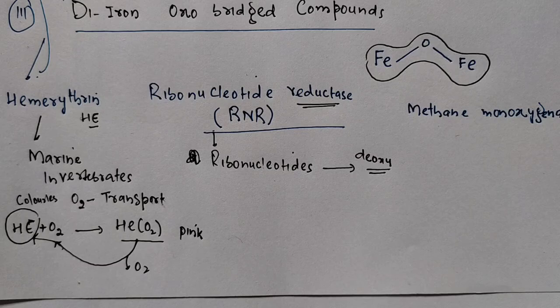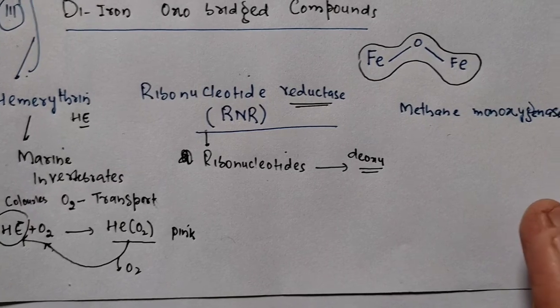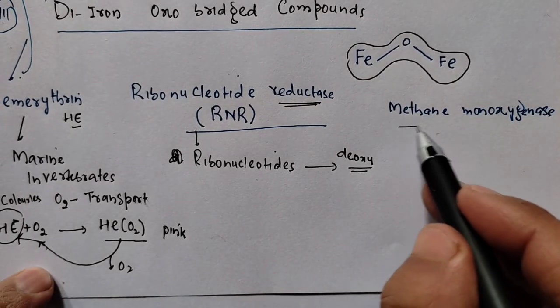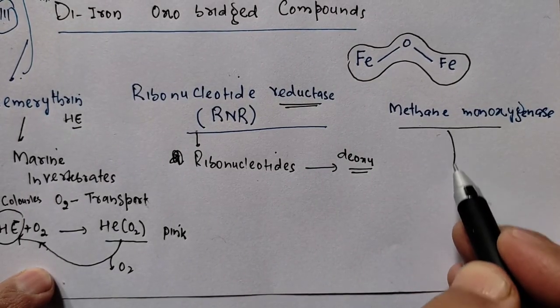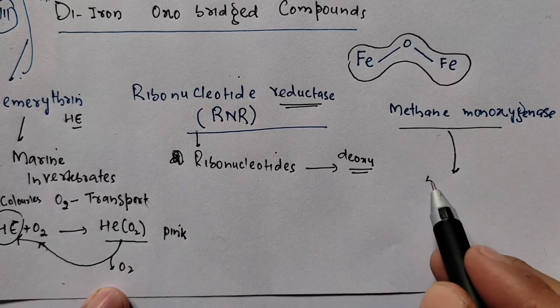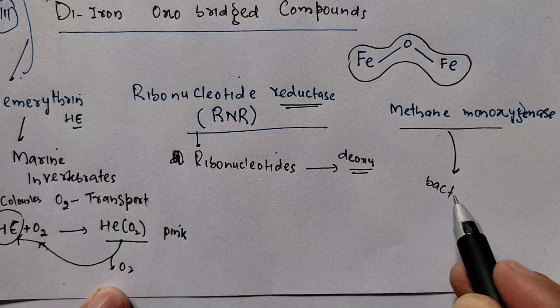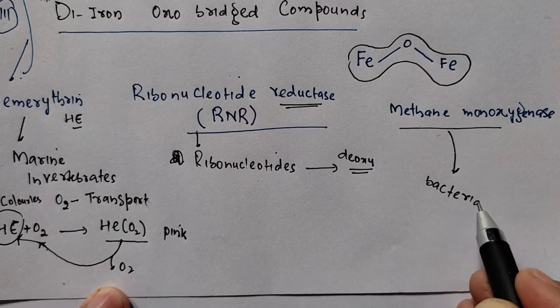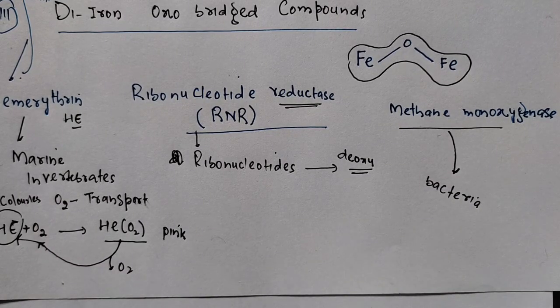Then we have one more protein, which is your methane monooxygenase, the third one. Methane monooxygenase, this is present in bacteria. So what do these bacteria basically do? They deal with that methane production. Okay? So what is that?